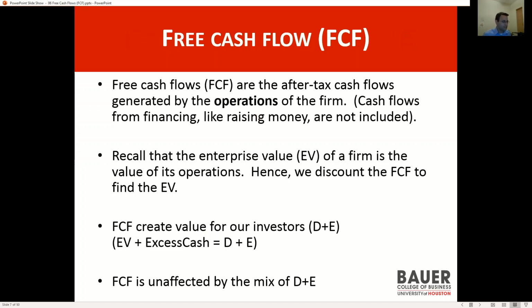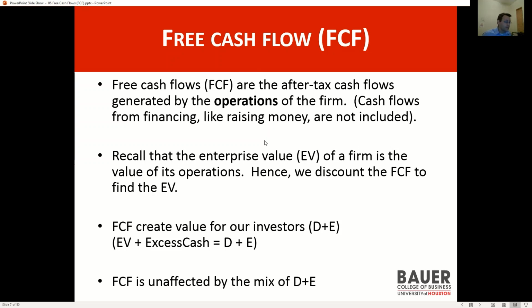This is the definition of free cash flow, right? These are the cash flows after you pay taxes generated by the operations of the company. Things like raising new money or paying interest to the bank are not part of free cash flows. Those are what we would say are financing items. Raising money from your investors or paying money back to your investors, that's all financing. That's not from the operations itself. We are strictly interested in the operations for now.